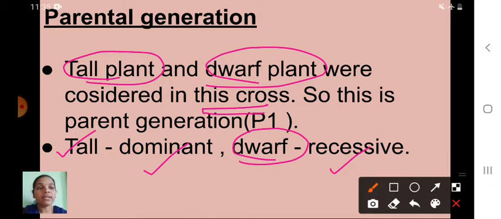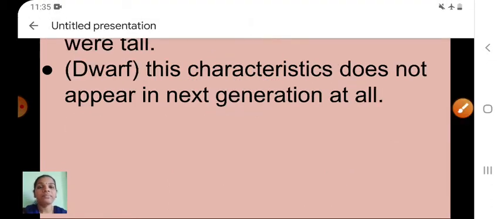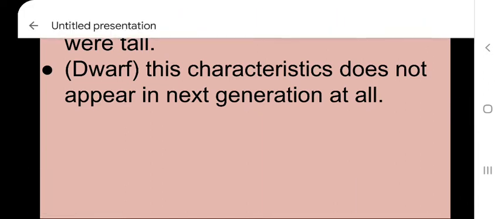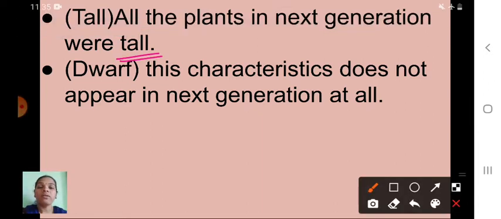Why is it like that? See here. When Mendel crossed those two plants, a new generation was formed, isn't it children? All the plants in the next generation were tall. That's why Mendel said that tall is the dominant characteristic. The dwarf characteristic does not appear in the next generation at all.